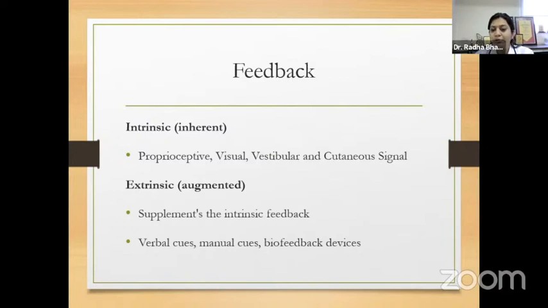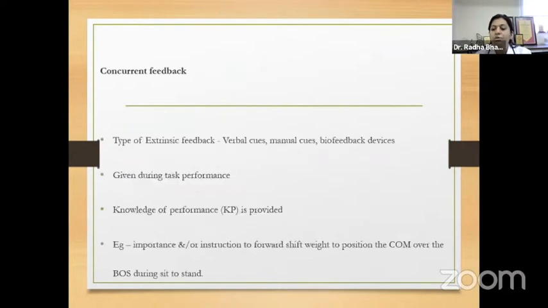When we come to extrinsic feedback, this feedback can be given verbally, can be given manually, or biofeedback devices can be used for that purpose. Now we will be seeing the types of extrinsic feedback in detail. There are various types. One of the types is concurrent feedback.